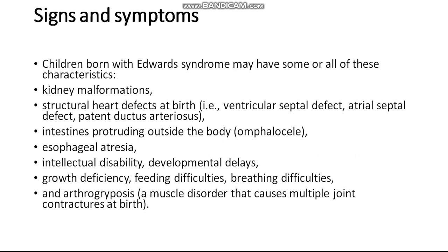Also there can be arthrogryposis, which is a muscle disorder that causes multiple joint contractures at birth. So arthrogryposis is a condition where joint contractures occur, which is a muscle disorder that causes multiple joint contractures at birth.